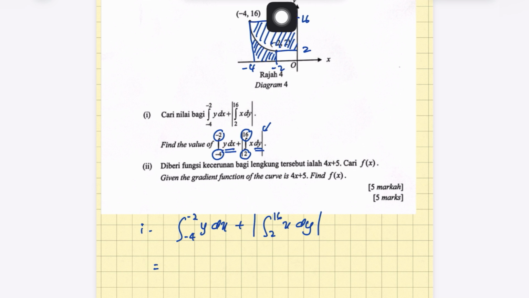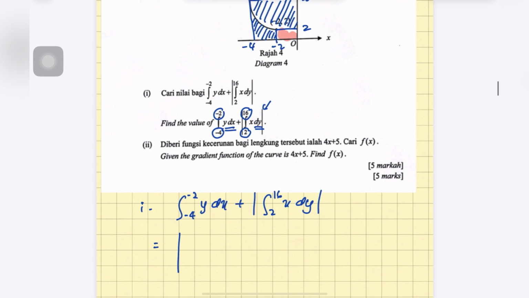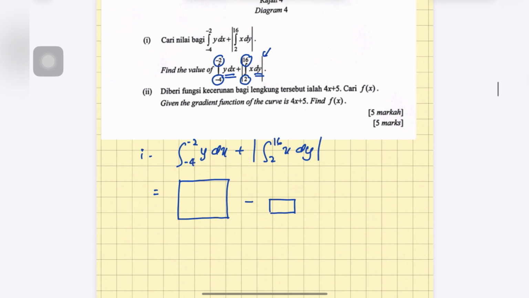this is the shape of what? Rectangle, big rectangle minus small rectangle. Okay, so big rectangle minus small rectangle. Okay, so then big rectangle, the formula of a rectangle is width times length. So 4 times 16. So this one 4 times 16. The small one 2 times 2. So we get 60.